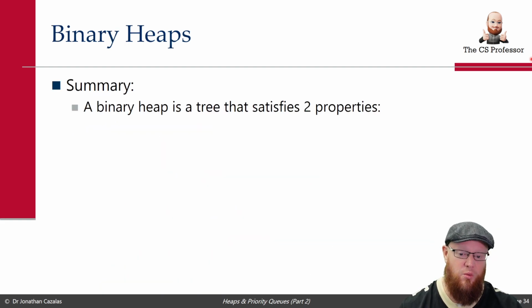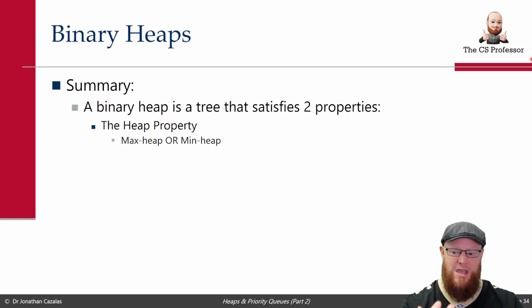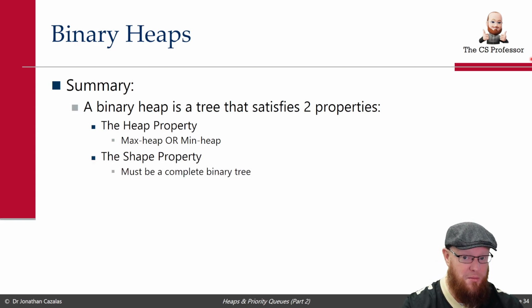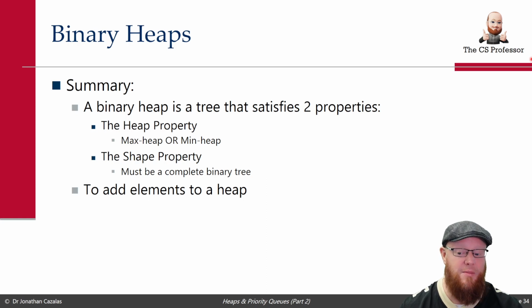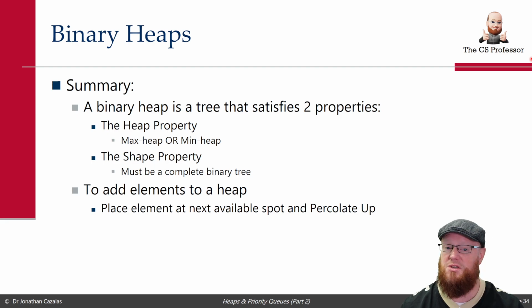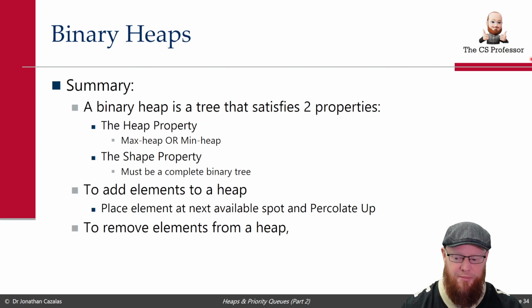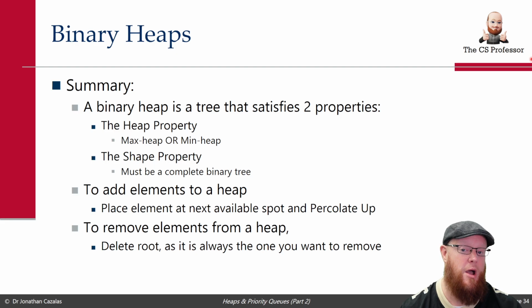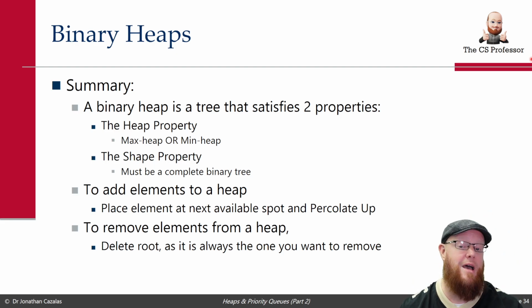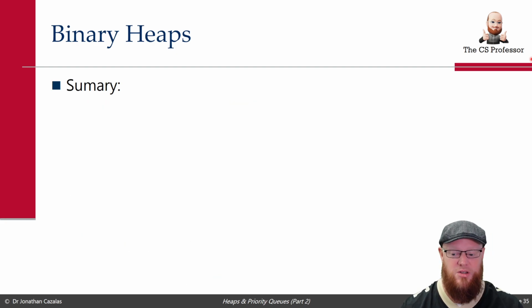So in summary, what is the binary heap? It satisfies two properties. The heap property, where it's either a max heap or a min heap, and the shape property, where it has to be a complete binary tree. To add elements to our heap, we place the element in the next spot and percolate up through the height, which is O of h, or O of log n. To remove elements, we remove the root, take the last element and put it at the position of the root, percolating downwards as needed. That cost is log n.